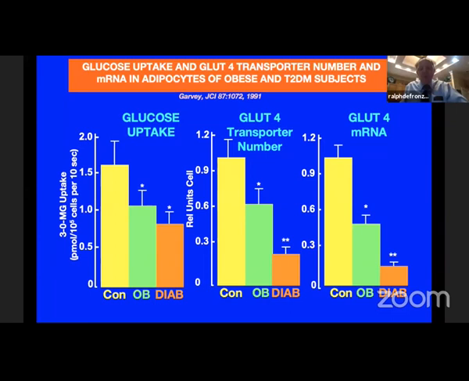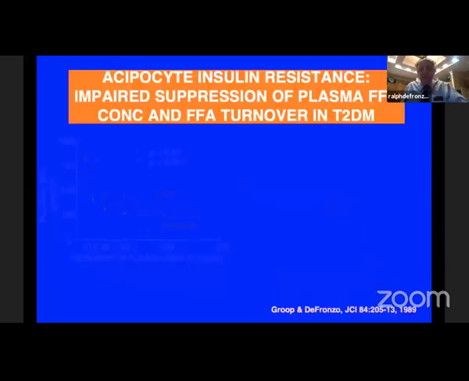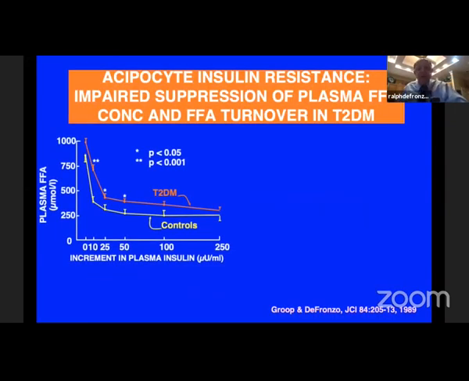Now, what we were more interested in is what happens to the plasma FFA concentration. So remember, FFA are stored as triglycerides. When you infuse insulin, you inhibit lipolysis and the plasma FFA concentration declines. So this is a dose response curve showing the control subjects in yellow and the diabetics in orange. And you can see that for any given increment in the plasma insulin concentration, there's impaired suppression of plasma FFA.